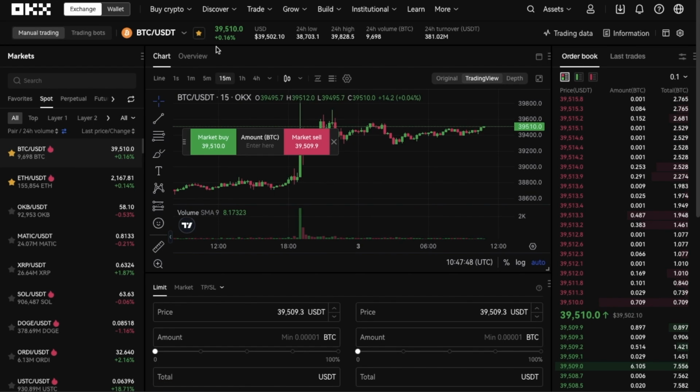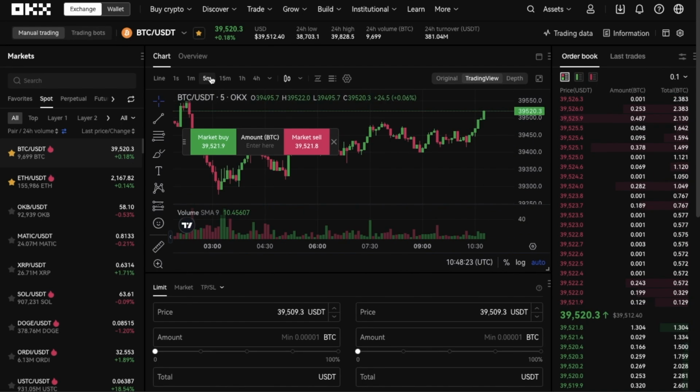To the right of the pair, we can then view the current price, the amount in USD, 24-hour low, high, volume and turnover. On the right of that, with the numbers in red and green, we've got the order book, and this has potential sell orders in red and buy orders in green. The chart in the centre then displays the buy and sell orders, which you can view over specific time periods to help you to analyse the markets.